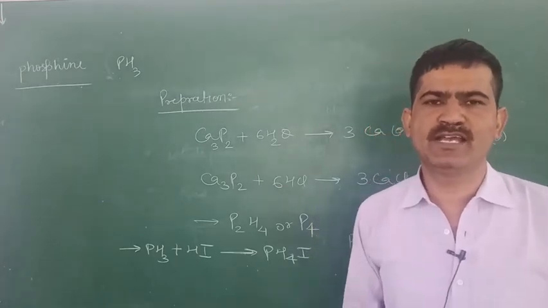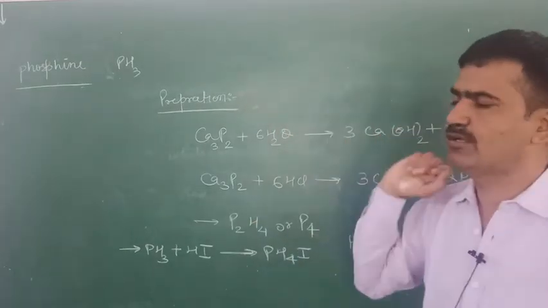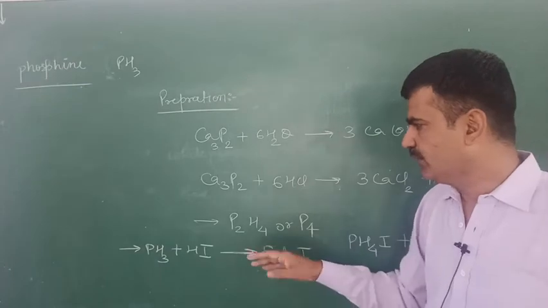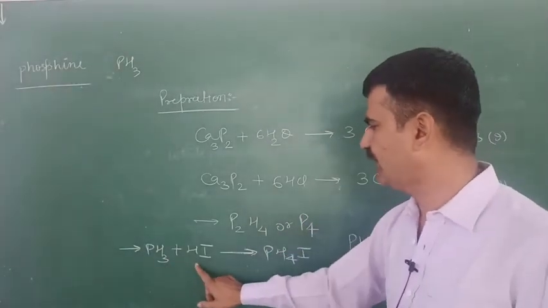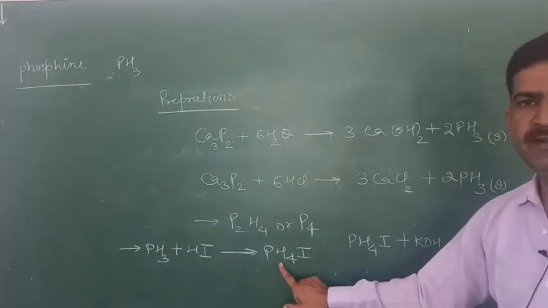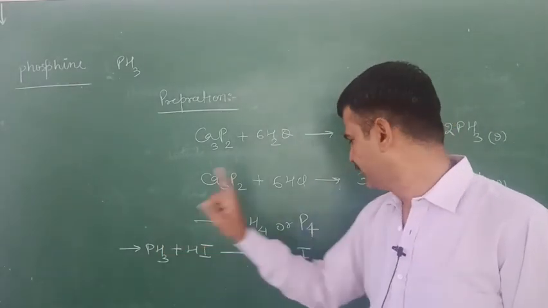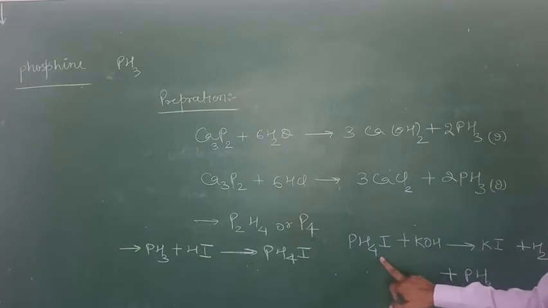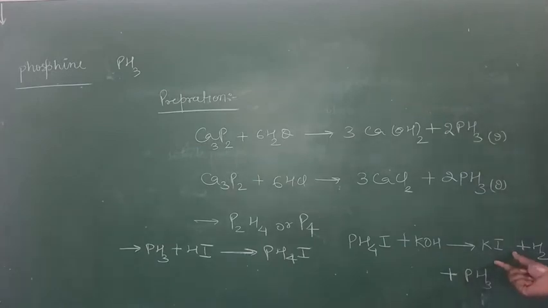Otherwise, if the phosphine gas is in the pure state, it is non-reactive and non-inflammable. And how is it purified? When the phosphine gas reacts with hydrogen iodide, hydroiodic acid, it forms phosphonium iodide. This proves that phosphine is basic in nature. Now this phosphonium iodide is treated with potassium hydroxide, an alkali, and gives you potassium iodide, water and phosphine gas. And this is 100% pure gas.